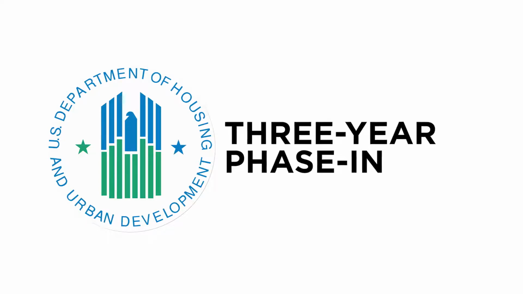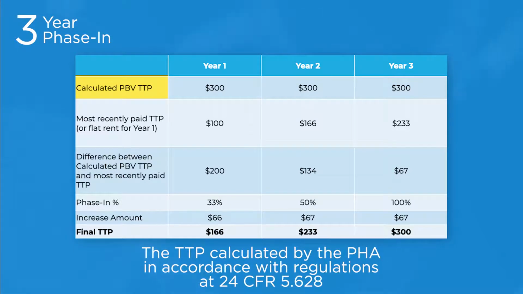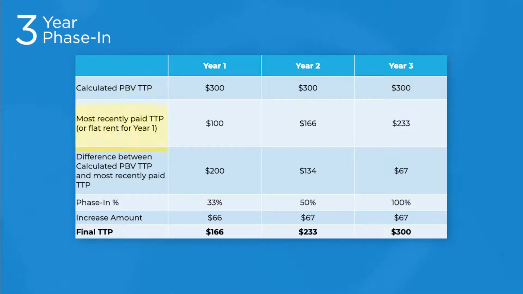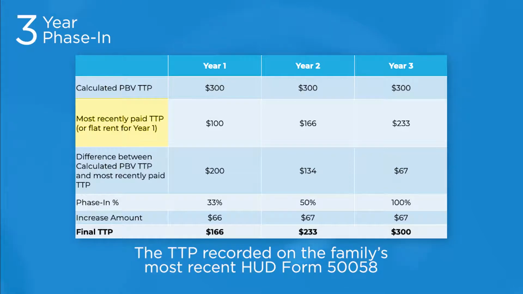3-year phase-in. The method described here explains the percentages you must use if you are implementing a 3-year phase-in. Later in the video, we will walk through a specific example with rent amounts to demonstrate what a resident might pay each year. Calculated PBV TTP refers to the TTP calculated by the PHA in accordance with regulations at 24 CFR 5.628. Most recently paid TTP refers to the TTP recorded on the family's most recent HUD form 50058.